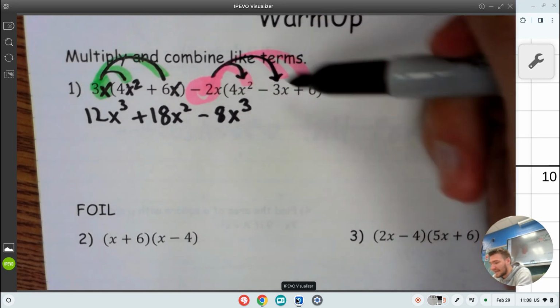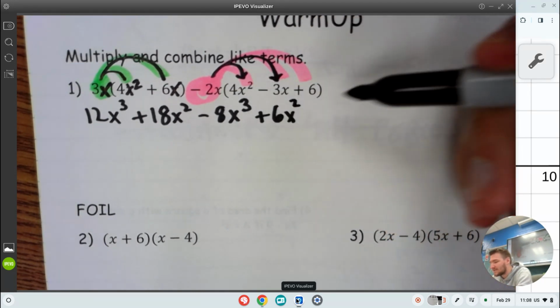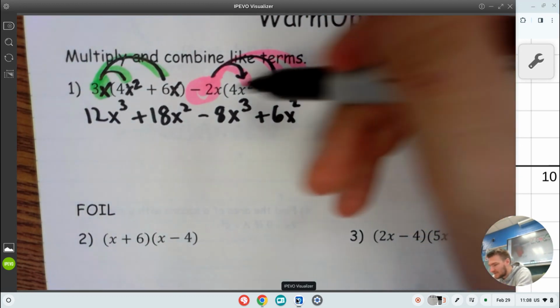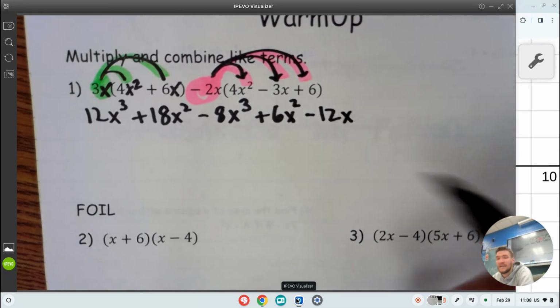Distribute this. Negative 2 times negative 3 is positive 6. That should have x squared. And then negative 2 times 6 should be negative 12. And that should have 1x on it.